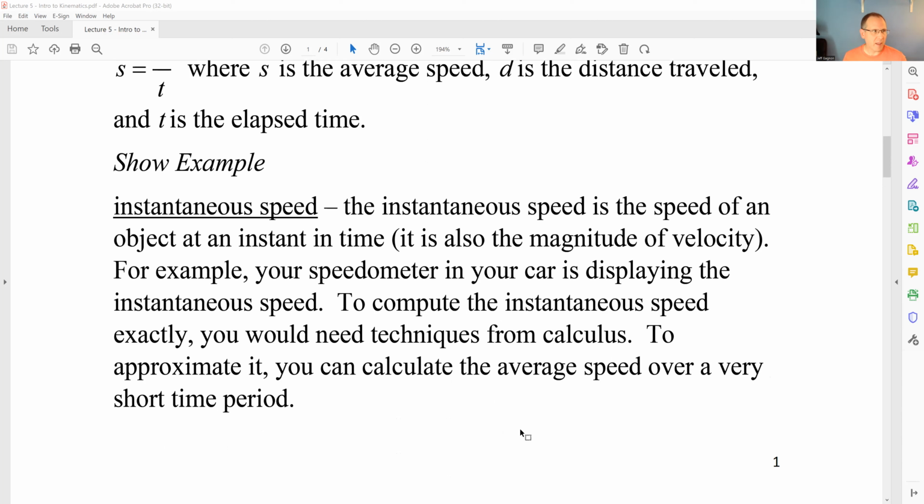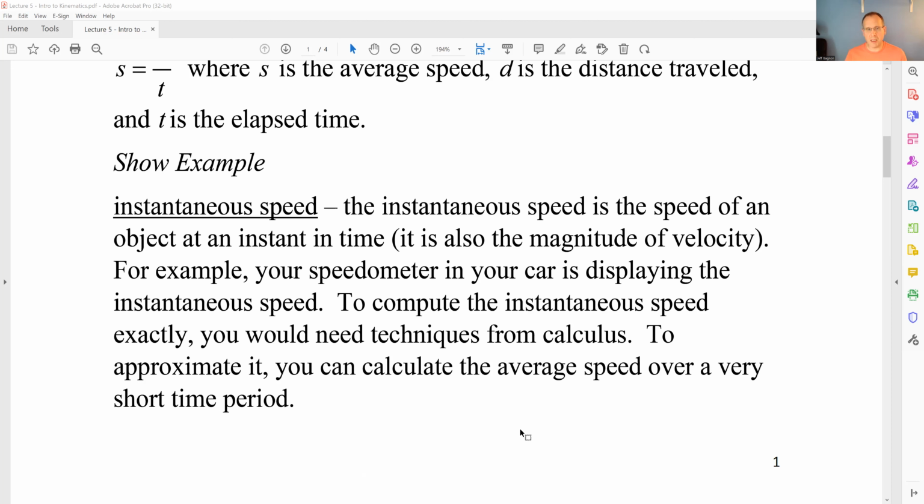Now, what's an example of this? Let's say you're driving on the highway and you look at your speedometer, right? What is that speedometer measuring? It's actually measuring the instantaneous speed. It's measuring the speed right at that instant. The instant that you look at it, that's your speed, okay?